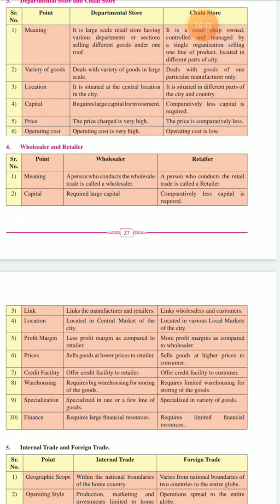Wholesalers and retailers. We'll see the difference between wholesaler and retailer. The person who conducts the wholesale trade is called a wholesaler. One who deals in large products, who buys large products, is known as a wholesaler. Retailers are those you will see in your areas, the retail stores. The person who conducts the retail trade is called a retailer. Capital: a wholesaler requires very large capital, compared to wholesalers, retailers require very less capital.